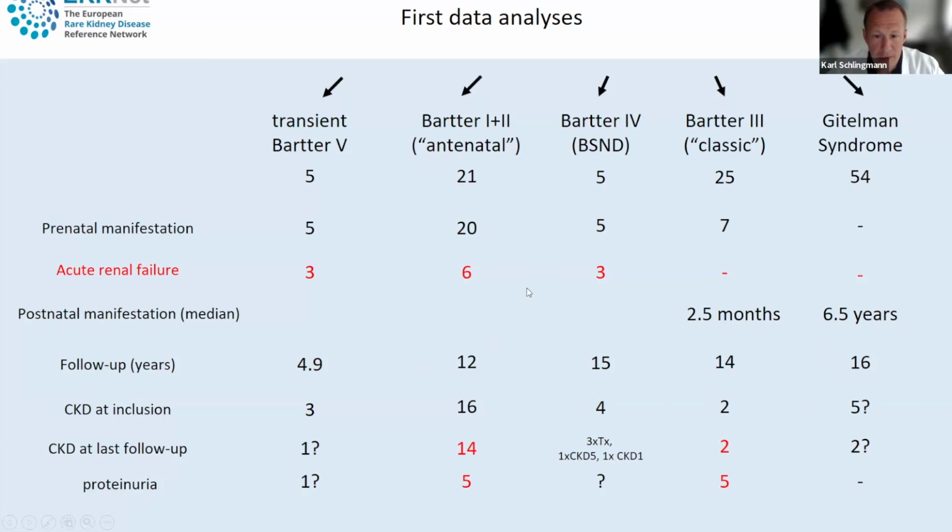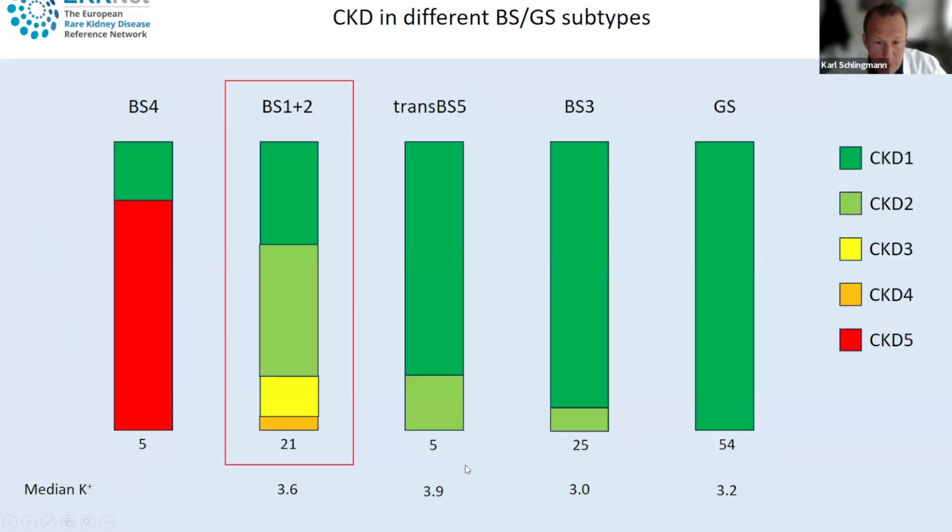But we have, on the other hand, a significant rate of CKD during follow-up, and I indicated that in red. I'm not able to see this myself at the moment because of the Zoom surface here. But there's a significant number of patients with CKD during follow-up, and also with proteinuria, which might indeed be an indicator of renal deterioration, for example.